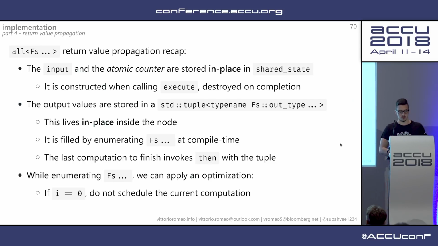Also, what I do in my real library is apply an optimization. When we are enumerating fs, we can avoid scheduling one of the computations and just run it on the current thread instead of doing nothing on the current thread. So that avoids wasting one thread or whatever your executor is providing. And the way you can do that is by simply having if constexpr I equals 0, then invoke it without going through the scheduler.